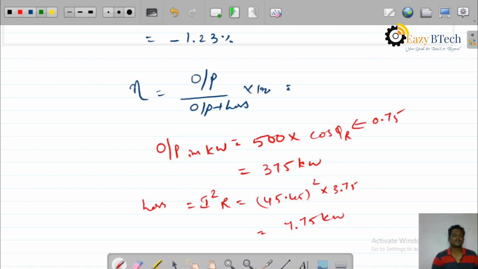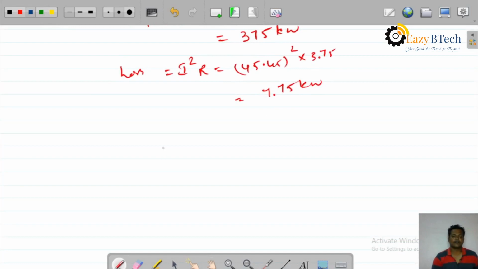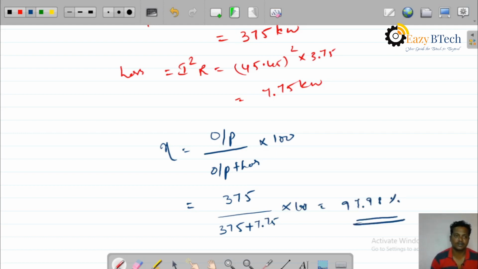Therefore, the efficiency is output by output plus losses, into 100. Output is 375 divided by 375 plus 7.75, into 100, and you get 97.98% as the efficiency. This is the way we calculate the efficiency of the transmission line.